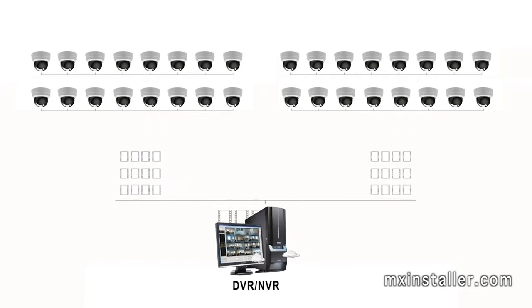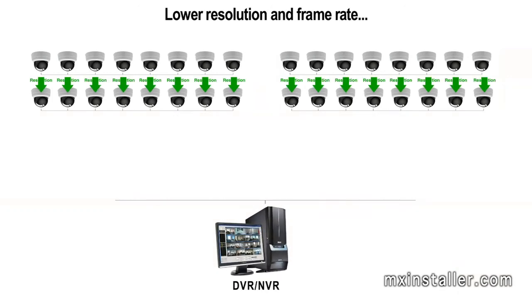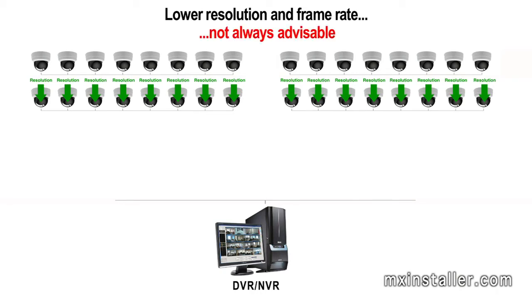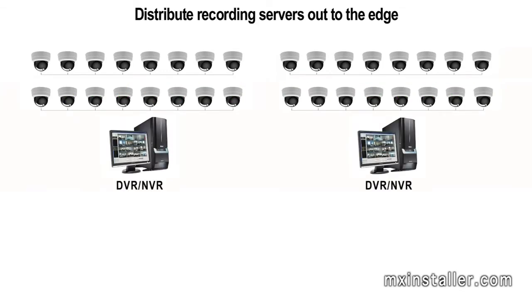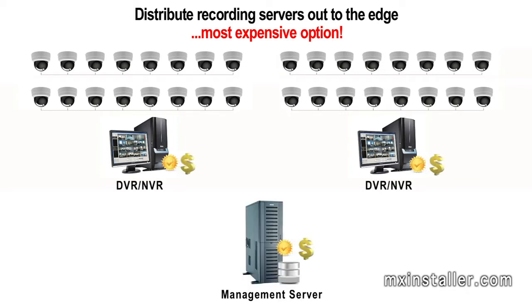To prevent system overload, the available options would be to lower the recording resolution and/or the frame rate of some of the cameras, which really isn't ideal for obvious reasons, or deploy additional recording servers to distribute the load. While this option will increase the system redundancy and lower bandwidth utilization, it's the most expensive option, as your recording hardware and video management software licensing costs increase dramatically. In addition to the recording servers, you'll also need to factor in the cost for a central management server and management software to provide central control and management for config changes and data synchronization.